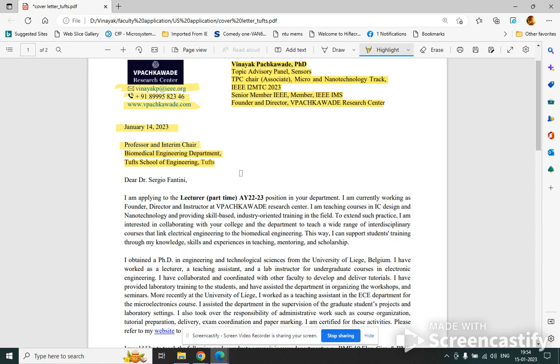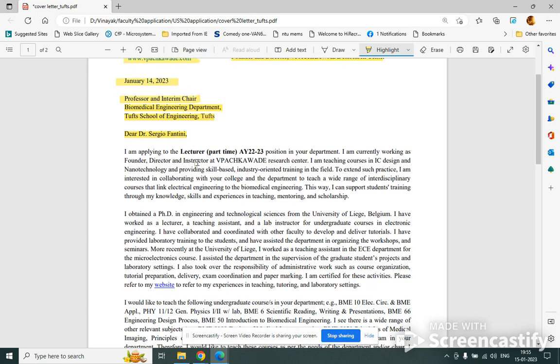Or you can also write to the search committee members, if you don't really know whom specifically you are writing to. But the standard practice and the best practice would be to write the name of a chair, department head, or academic dean, and then start with the name of that person, which is a head, dean, or the chair. In this example, the cover letter is to the chair.